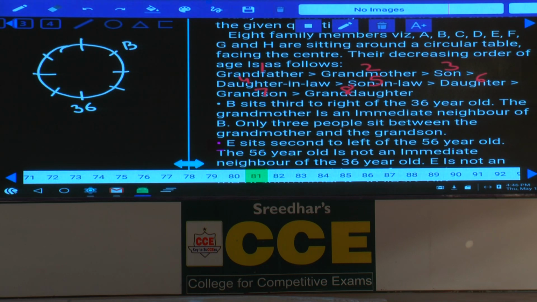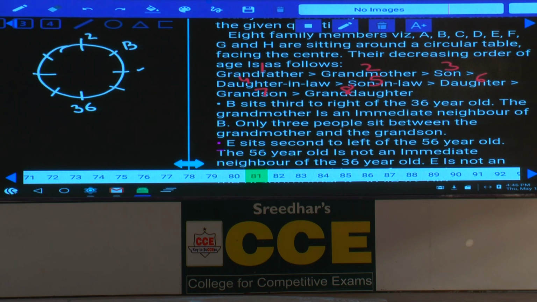B sits third to the right of 36-year-old. The grandmother is an immediate neighbor of B. Grandmother is an immediate neighbor of B means as grandmother. What is the number given to this grandmother? 2. Now this 2 is an immediate neighbor of B. 2 can be here or 2 can be here. How many possibilities? 2 possibilities.